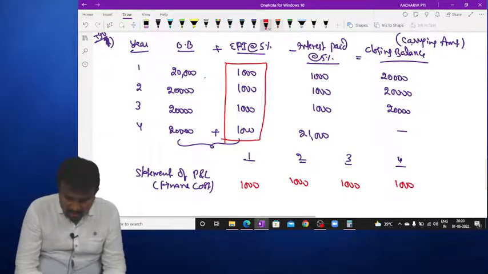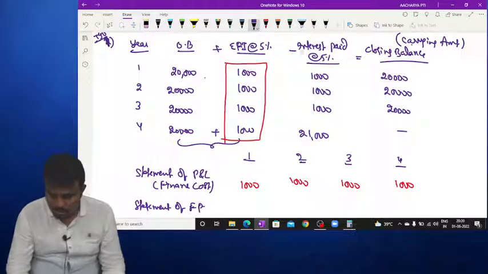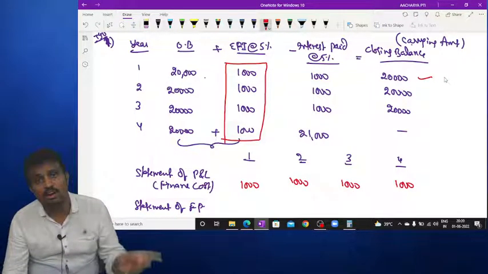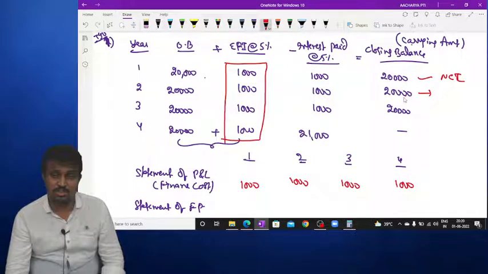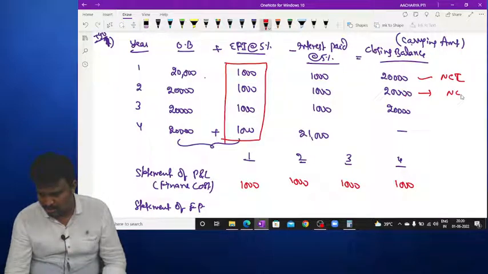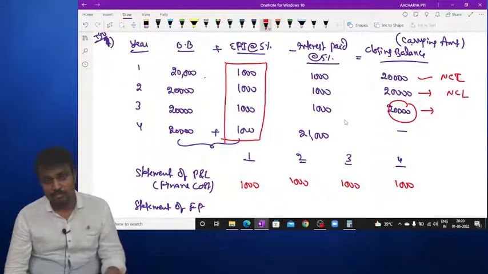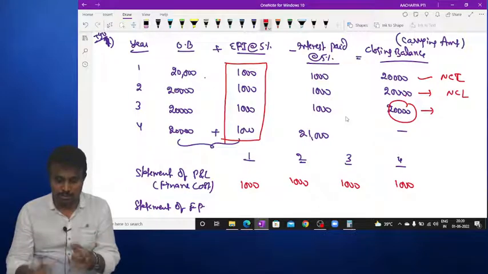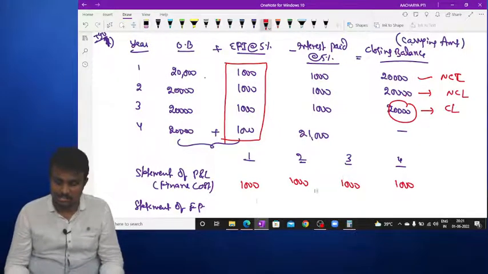Then in case of a statement of financial position, if you observe in the first year, this amount required to pay after 1 year, so we classify it as non-current liability. And this amount is also required to pay after 1 year, so we classify it as non-current liability. But this amount required to pay within 1 year. So at the end of the 3rd year, we need to pay by the end of the 4th year. Means how many years are there? 1 year. Within 1 year, you need to pay. That's why we have to classify it as current liability.